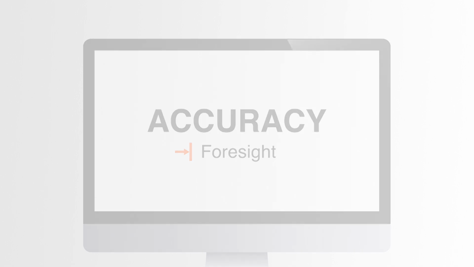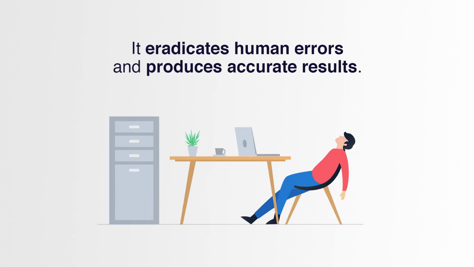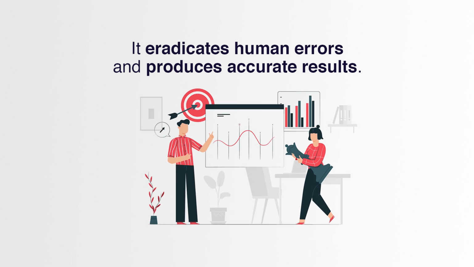Accuracy. Accuracy is a significant feature that every automation tool must have, and xFanatical Foresight is no exception. It eradicates human errors and produces accurate results. Thus, it speeds up your activities.